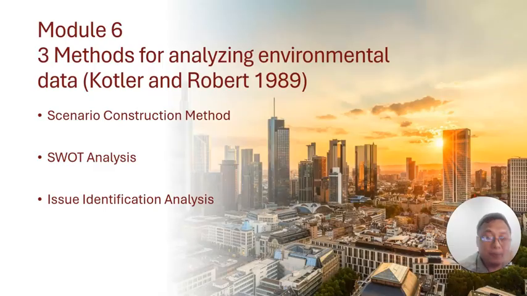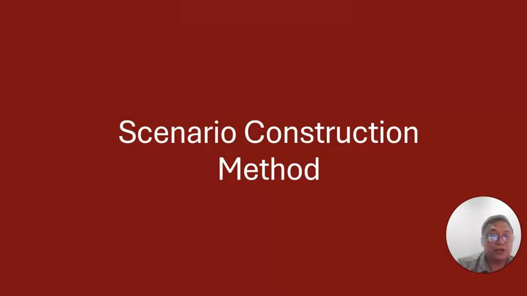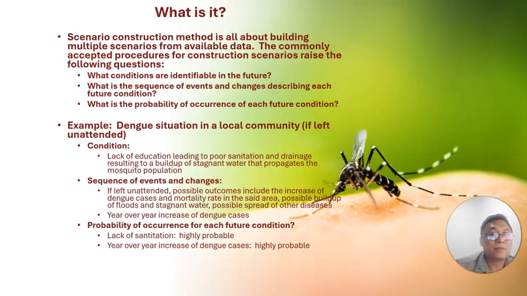This report, my report, will zero in on putting together those forces identified, or the environmental data, and analyzing it for the benefit of your social marketing plan. Module 6 will basically zero in on three methods for analyzing environmental data, drafted by Kotler and Roberto in 1989. Those three are the scenario construction method, SWOT analysis, and issue identification analysis. And we'll go through that slide by slide.